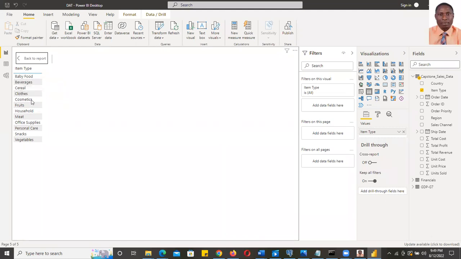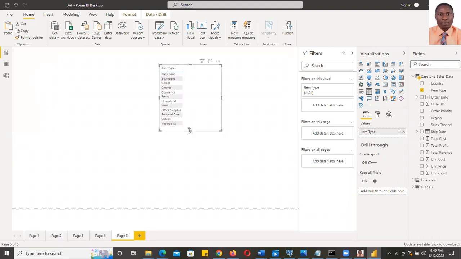Baby food, beverages, cereal, clothes, cosmetics, fruits, household, meat, office supply. There's no way they won't have a need for any of this. Are you getting my point? These are basic needs. So there's no way they won't have a need for this.